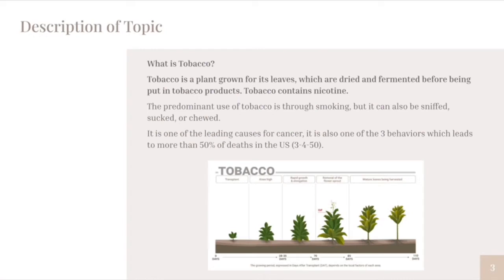So to begin, what is tobacco? Tobacco is a plant grown for its leaves which are dried and fermented before being put in tobacco products. Tobacco also contains nicotine. The predominant use of tobacco is through smoking, but it can also be sniffed, sucked, or chewed. It is one of the leading causes for cancer. It is also one of the 3 behaviors which leads to more than 50% of deaths in the US, as we learned about in the 3-4-50 model.